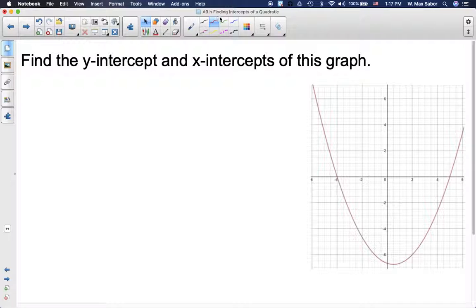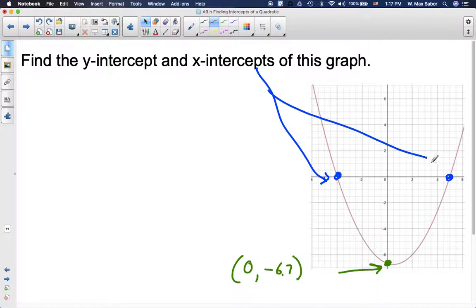The y-intercept and x-intercepts of this graph. So the y-intercept, don't know what that point is exactly, but it's about 0, negative 6.7. Remember, it's a y coordinate, so that has to go second. And then here are our roots. Our x-intercepts are there and there. That's negative 4, 0 and 5, 0.